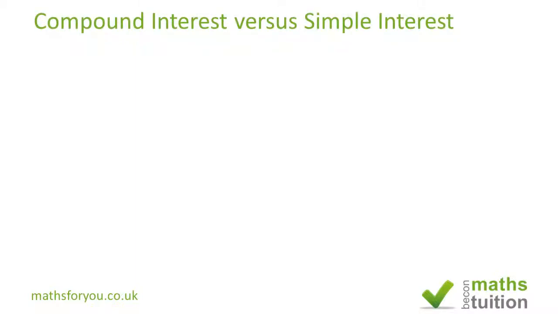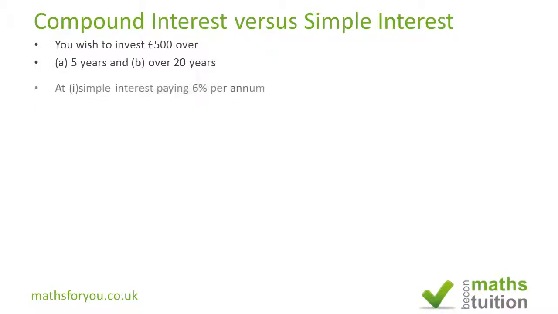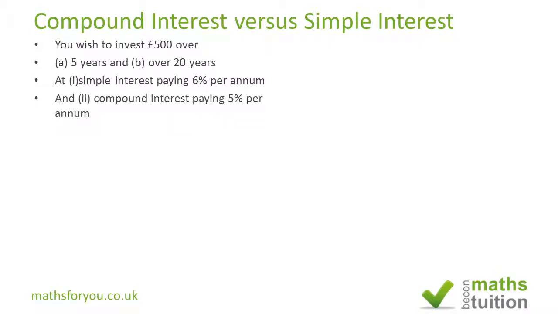Well, hello and welcome to this exercise in which I shall be comparing the interest gain using the compound interest formula and the interest gain using the simple interest formula. Now, we wish to invest £500 over a time period of 5 years and 20 years. We shall be comparing both, and also at a simple interest rate of 6% per annum and a compound interest paying 5% per annum.